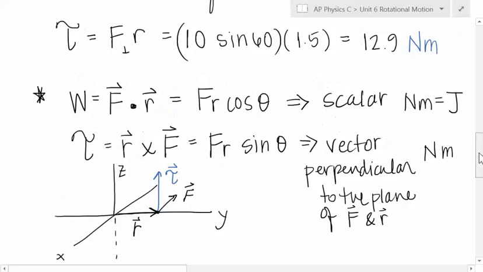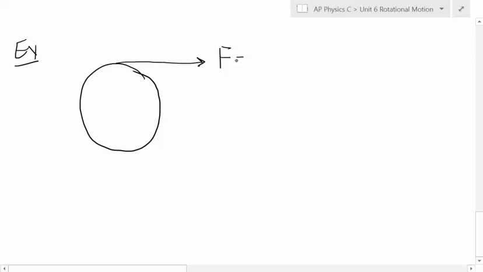All right, so let's look at another one. And let's see, here's a circle. And I'm going to apply, it's a disc. And let's say you've got a force of 10 newtons over here. You got a force of 5 newtons over here. The radius of your disc is R equals 0.5 meters.